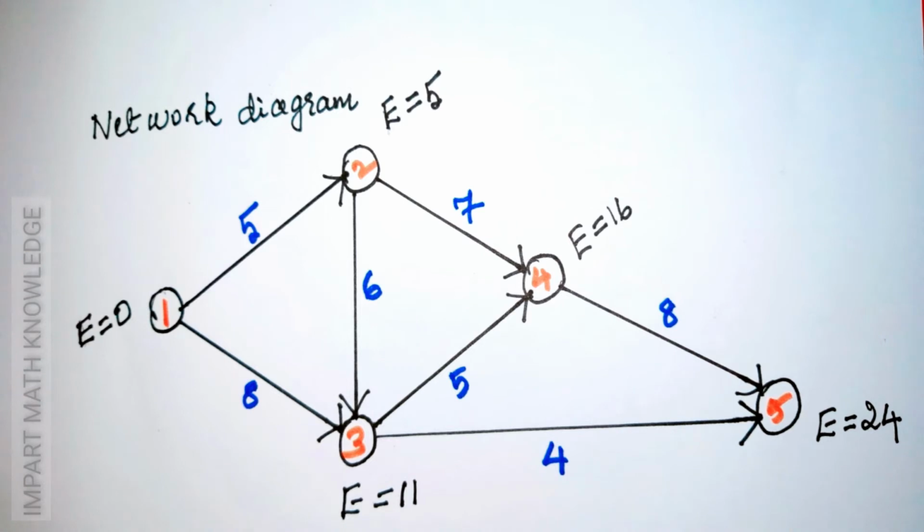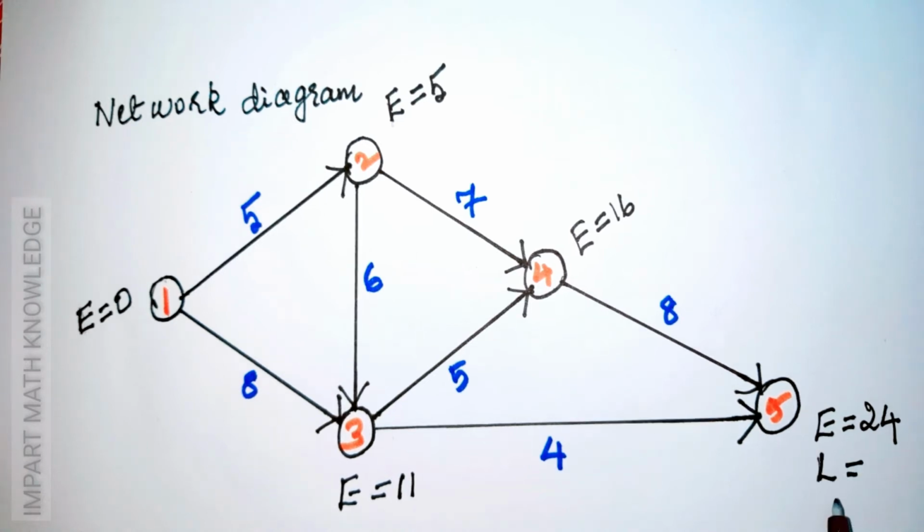Next we have to find latest completion time for all the nodes. Latest completion time is a backward pass calculation. Subtract the duration. If we have more than one node, we have to select the minimum value. Latest finish time for node 5. For initial and terminal node, E and L values are always equal. So, L is equal to 24.